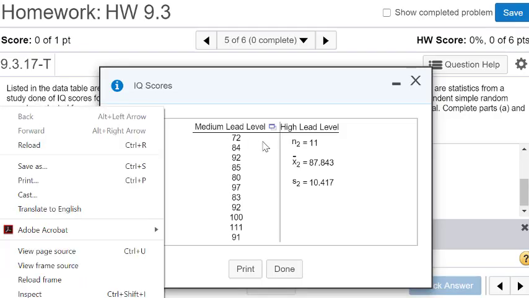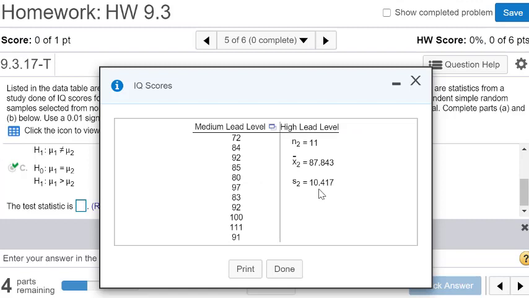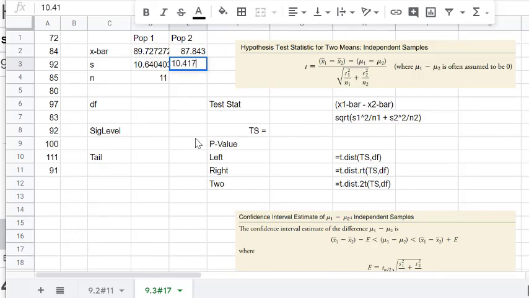Now let's take a look at our second population. Our second population has 87.843 for the mean, and the standard deviation was 10.417, and again there's 11 in the sample. So this is going to be a t-test, and for us to use a t-test we have to identify degrees of freedom. For simplicity's sake, the degrees of freedom calculated in the book is n1 minus 1 or n2 minus 1, and you take the smaller of the two. In this case they're both the same, and that's just going to be 10.